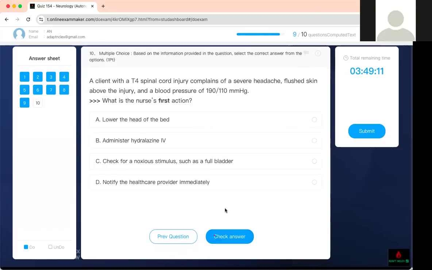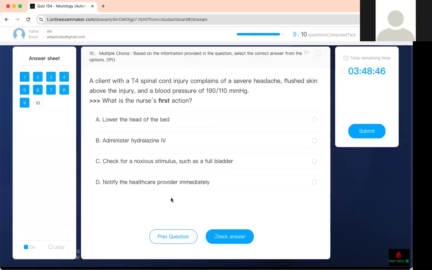The client with T4 spinal cord injury complains of a severe headache, flushed skin above the injury, and blood pressure 190. I'm trying to make sure you understand the concept. So all the signs and symptoms are there. What is the first action? Lower the head of the bed, bad choice. Give them adrenaline, it's never the first choice. That's the last one. Check noxious stimuli, like your bladder's distension.